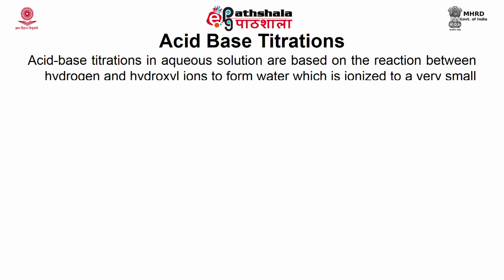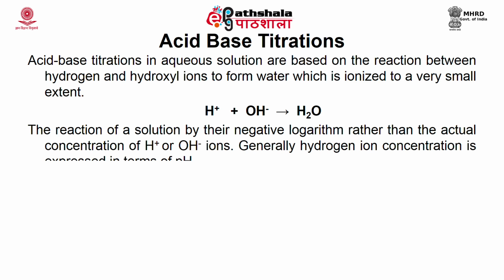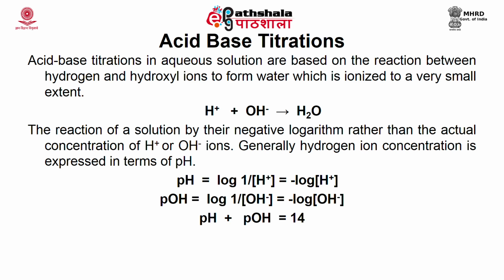Acid-base titrations in aqueous solution are based on the reaction between hydrogen and hydroxyl ions to form water, which is ionized to a very small extent: H positive plus OH negative gives H2O. The reaction of a solution is expressed by the negative logarithm rather than the actual concentration of H ions or OH ions. Generally, hydrogen ion concentration is expressed in terms of pH. pH is equal to log 1 divided by H ion concentration, which is equal to minus log H ion concentration. pOH is equal to log 1 divided by OH ion concentration, which is equal to negative log OH ion concentration. pH plus pOH is equal to 14 in neutral solution.